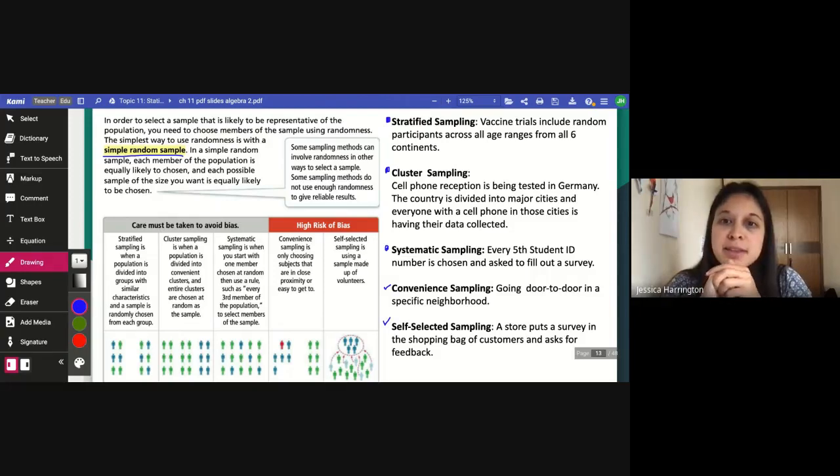And then systematic sampling. It's based more on a numeric thing. So it's when you choose one person. Let's say I was doing this in class. I could choose the 3rd seat, and then I would say, okay, everyone else count off by 3s, and everyone who has a 3 is who's going to be in my sample. And so the example I gave here is that every 5th student ID number is chosen, and then you're asked to fill out a survey.